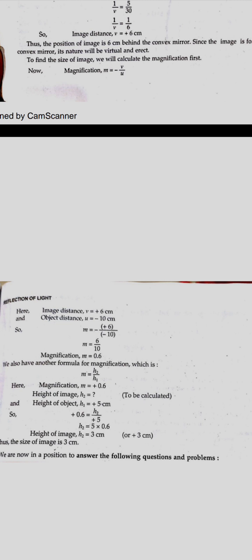So on putting this m's value, we can find out the height of the image also, that is m = h2 upon h1, where h1 is the height of the object and h2 is the height of the image. So we have to find out the height of the image. On putting the value of m and h1, we will be getting h2, that is 5 into 0.6, it is given as 3 cm.